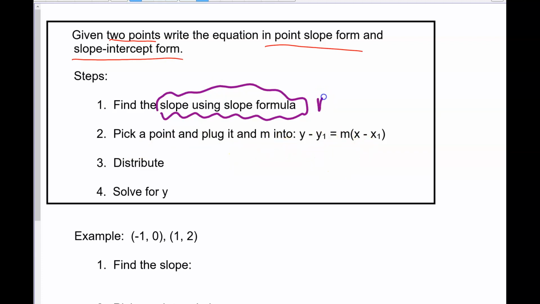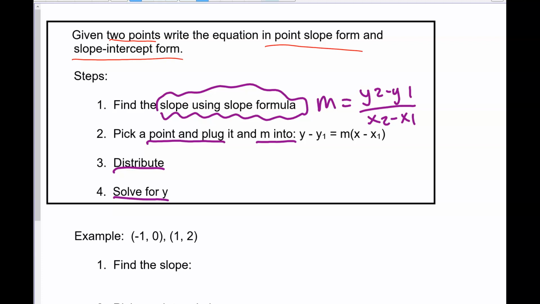Remember our slope formula is y2 minus y1 over x2 minus x1. It's the change in y over change in x. Once we do that, we're going to pick a point that is given to us and plug it in, and also plug our slope that we just found into our point slope form. We're going to distribute and then solve for y. So we're going to get point slope form first and then jump into slope intercept form.